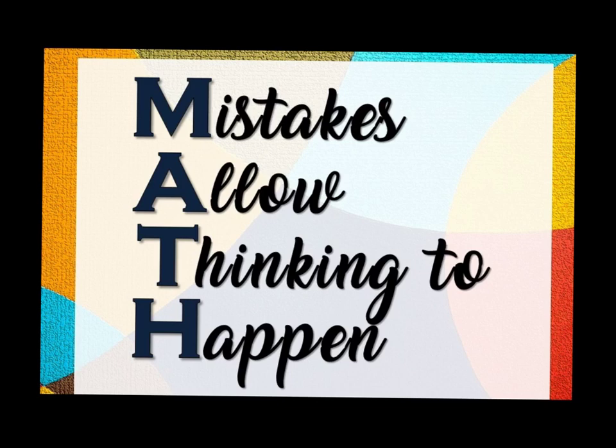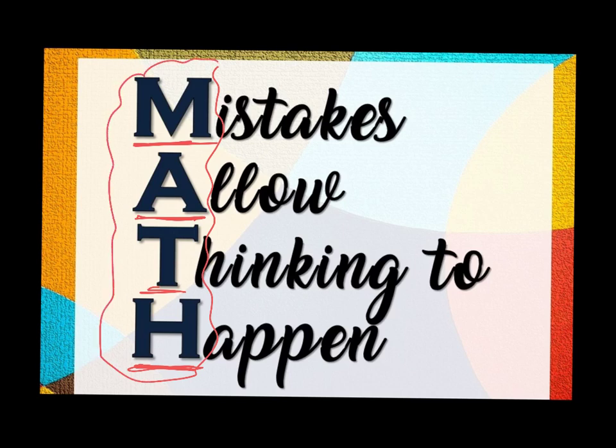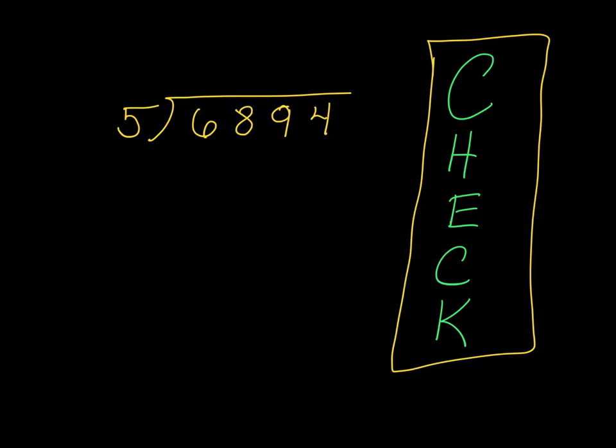Mistakes allow thinking to happen. And if you look very carefully, you'll see M, mistakes, A, allow, T, thinking to happen. H spells math. We make lots of mistakes, but then great things can happen when we make mistakes. We learn from them.